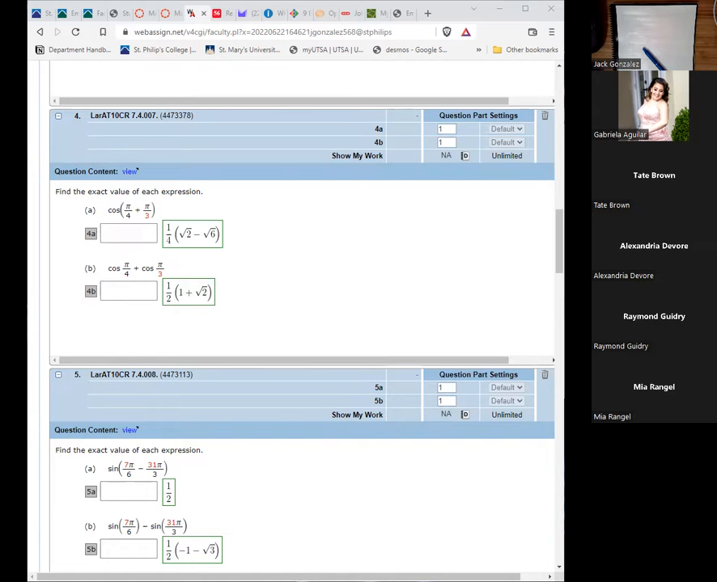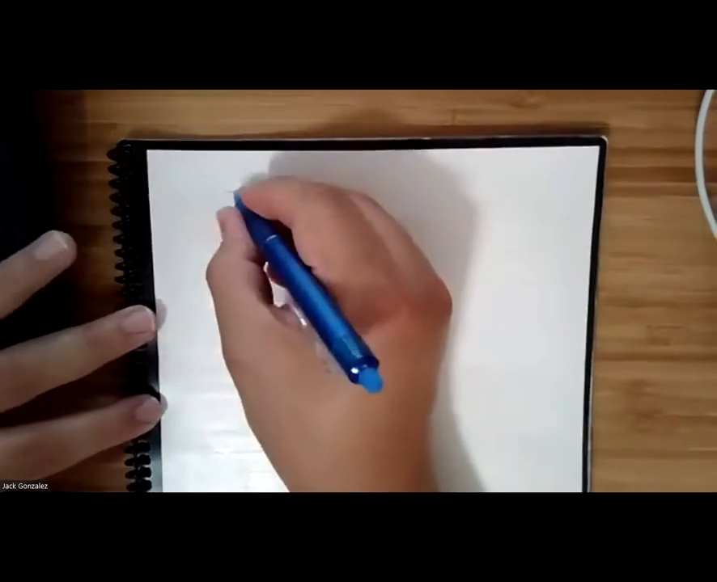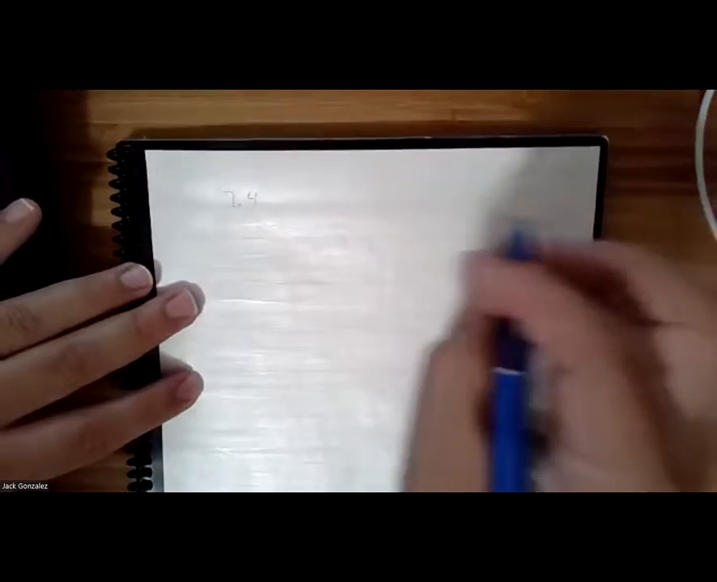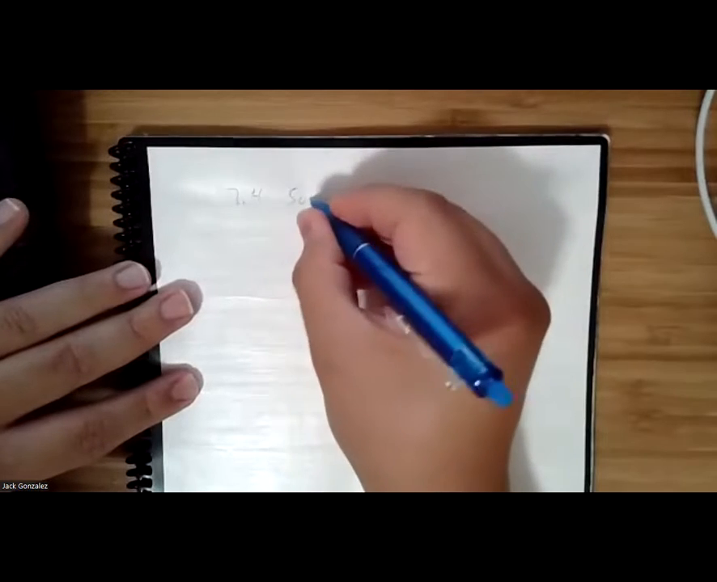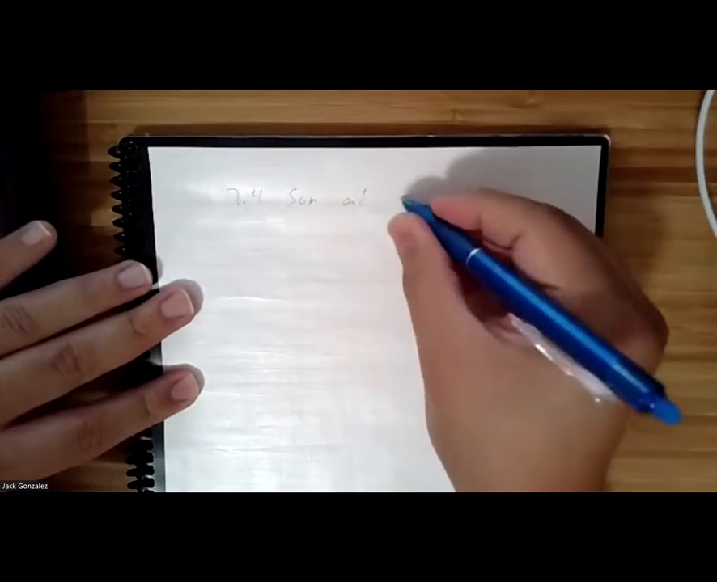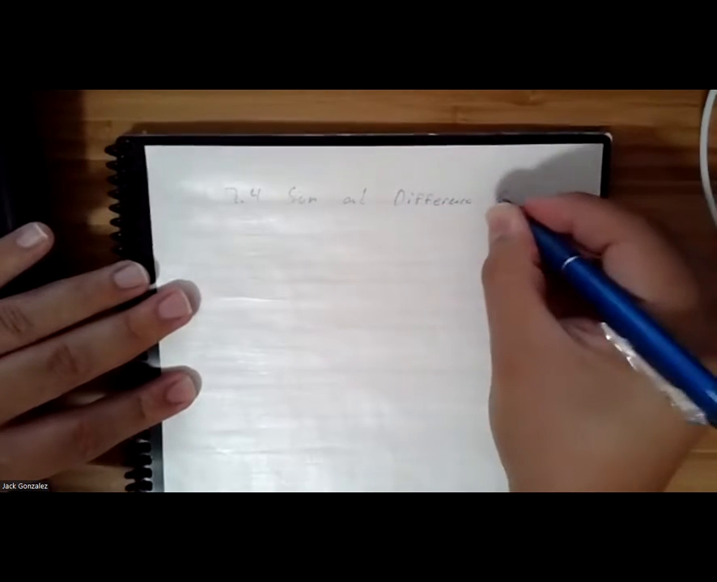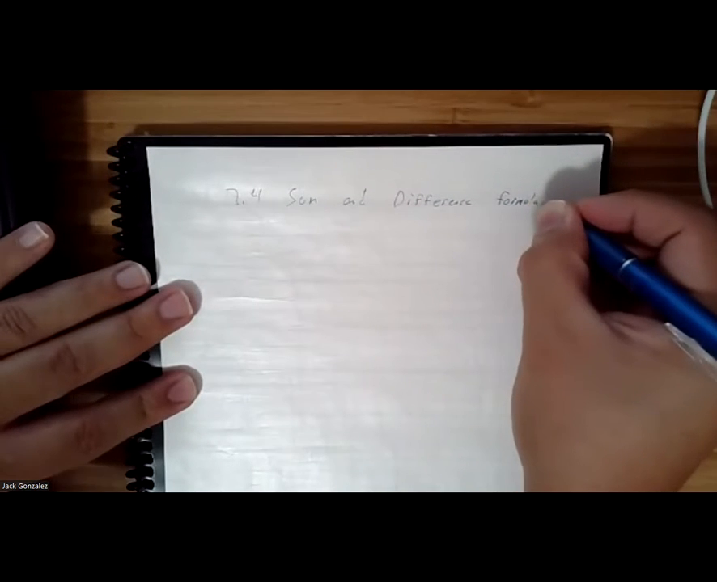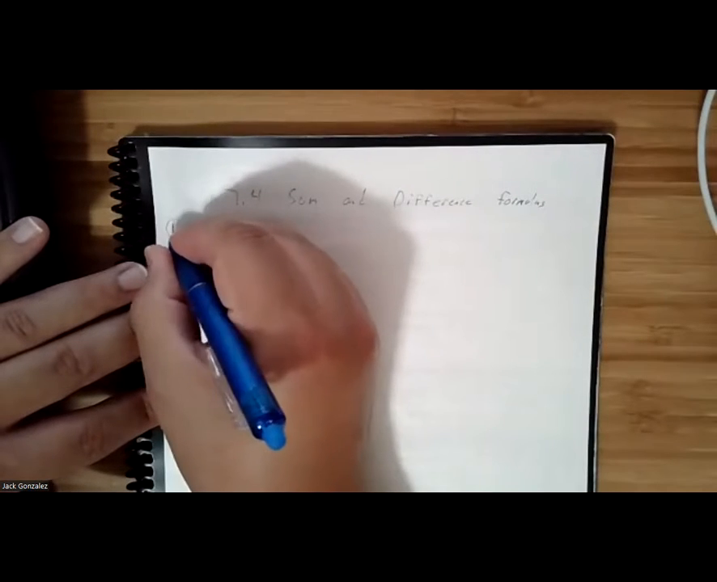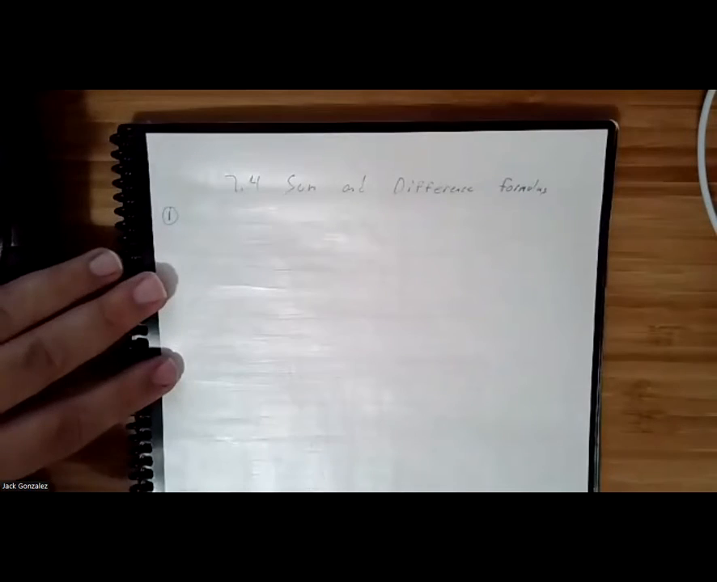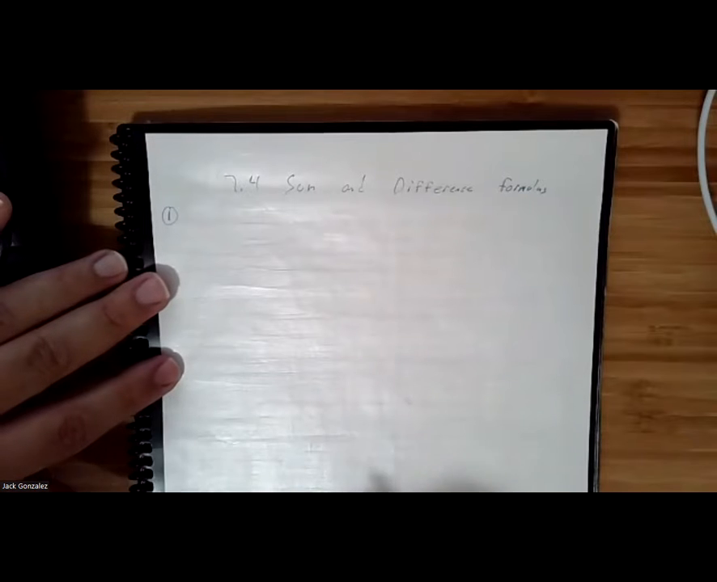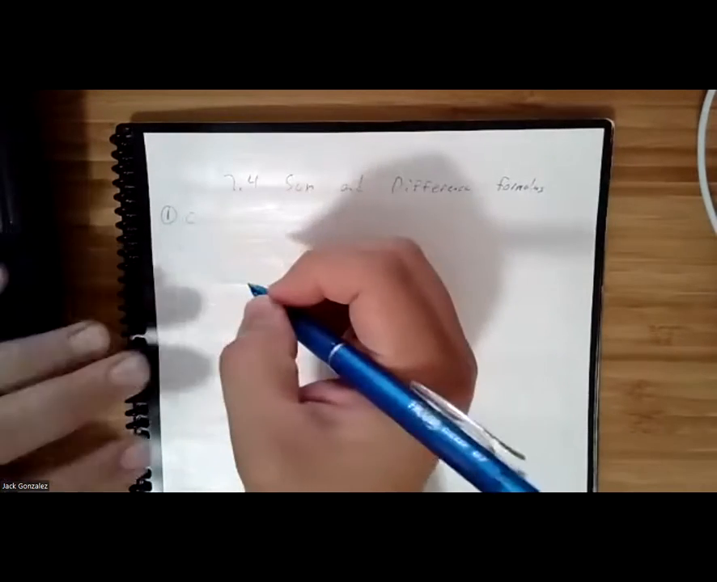So let's start with the formulas first. Let's write them down. These are new formulas I have not given to you. So 7.4, sum and difference formulas. All right, can you guys see that okay? I'm using a different color, it's a little lighter. Just let me know. I can switch to darker colors. Okay.